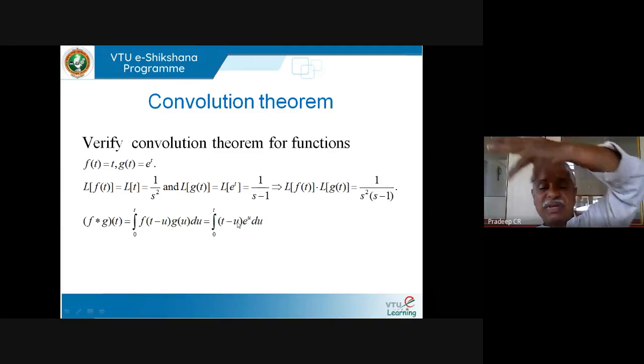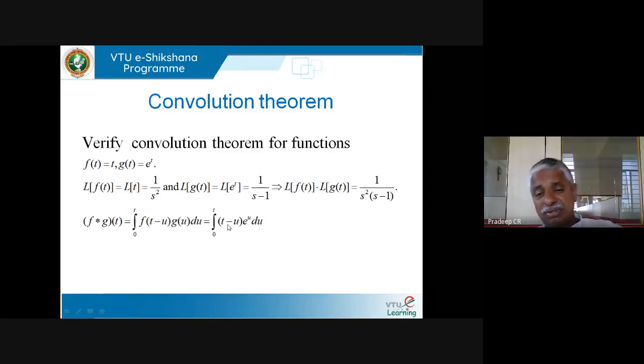t e power u is very easily integrable with respect to u. This t is to be treated as a constant. I mean, it's not a constant, but it is not a running variable in the integration. So I can take t out. t into the integral of e power u is e power u itself. So the first term I'll get is t e power u between 0 and t, correct? So you will get t into e power t minus 1.